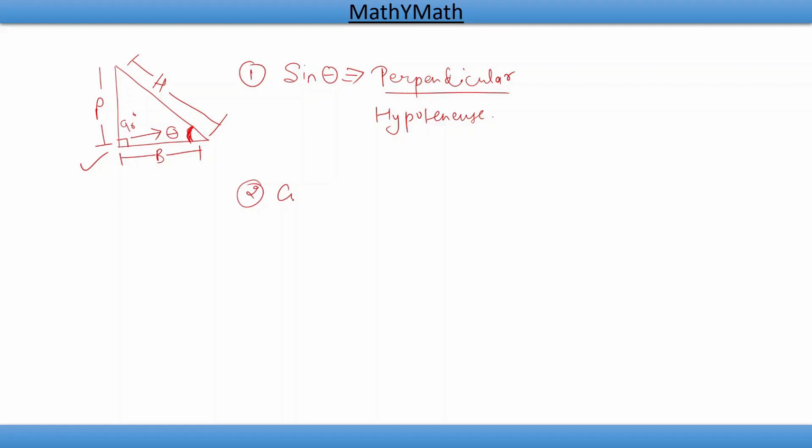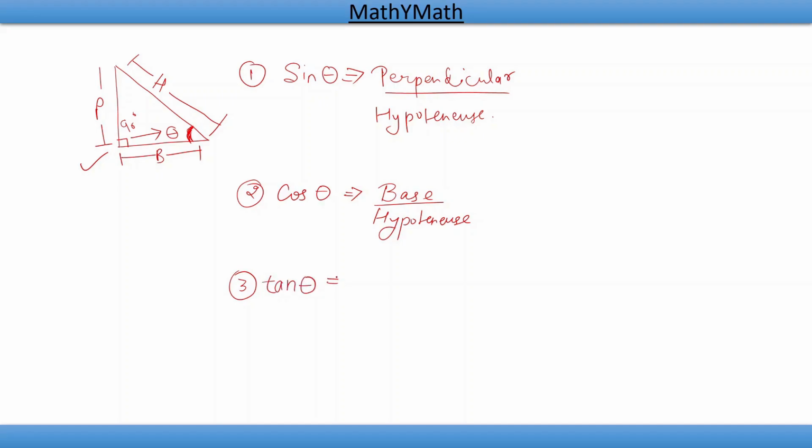The second ratio which we study is cos theta, or in full, cosine theta. What is cosine theta? Cosine theta is the ratio base upon hypotenuse. These are the two basic starting ratios. Now, apart from these two, we can make 4 more ratios of the angle theta.